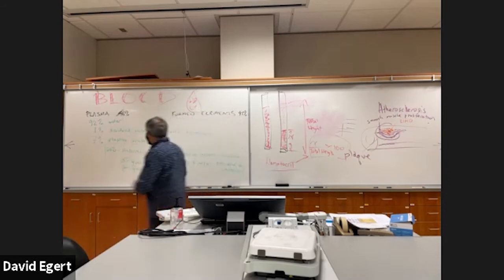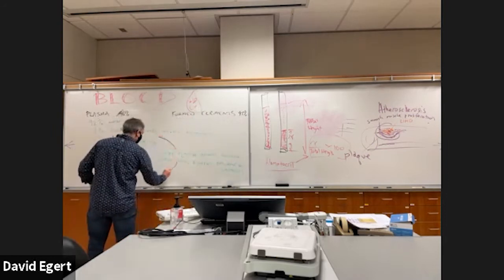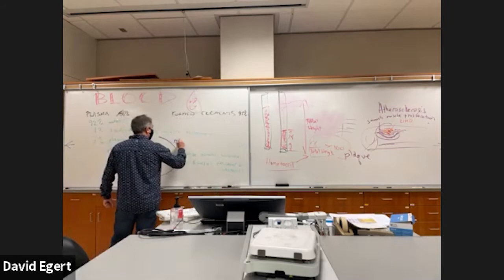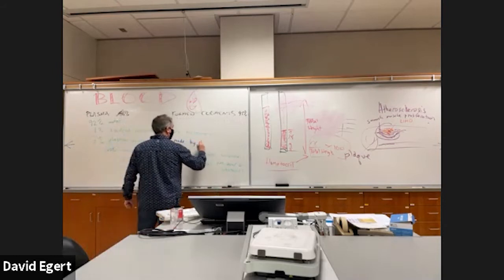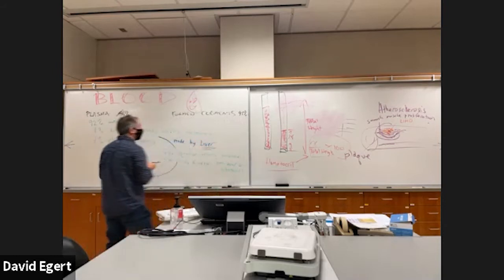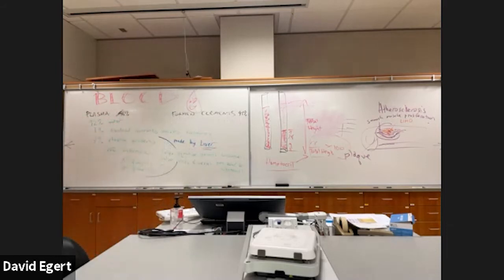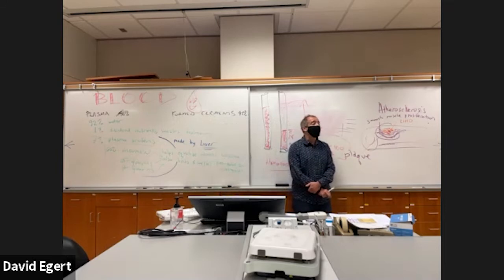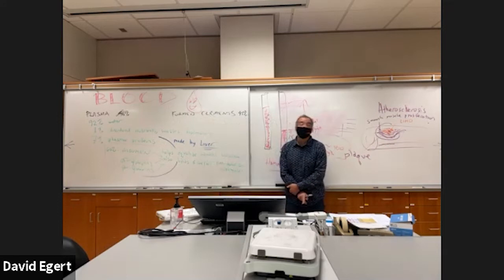In general, these are all made in the liver. We are going to be talking about the liver later on when we get to the digestive system. But the liver does so many different things, it's hard to pigeonhole it in any system. One of the things the liver does is make all these plasma proteins.